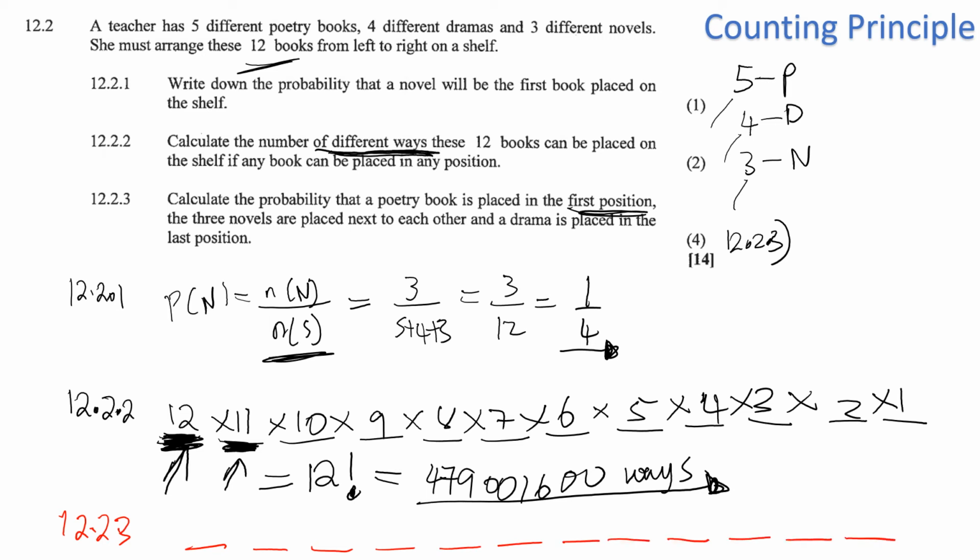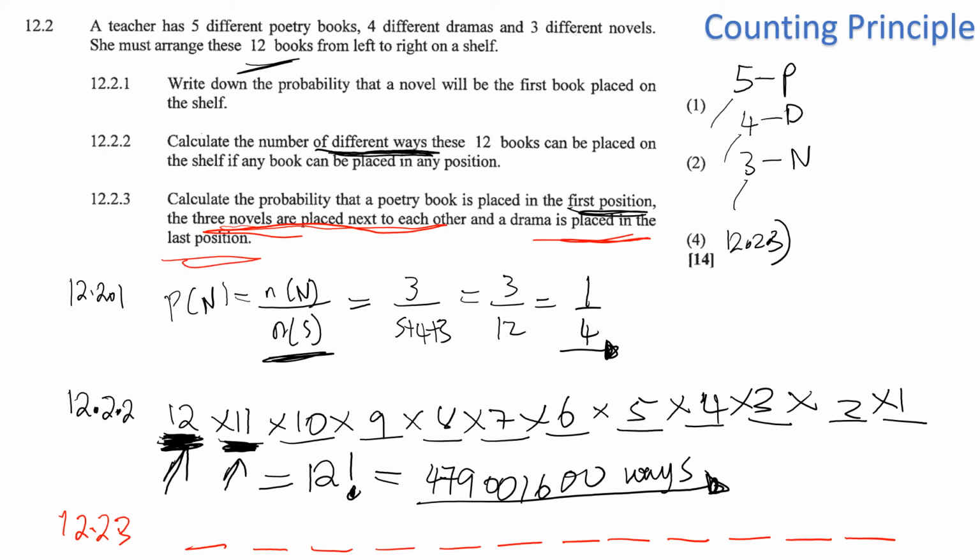Perfect, right? So they are saying calculate the probability that a poetry book is placed in the first position and the 3 novel books are placed next to each other. They are now giving you restrictions, right? You are not just arranging and the books are sitting anywhere. There are restrictions. And the drama is placed in the last position.